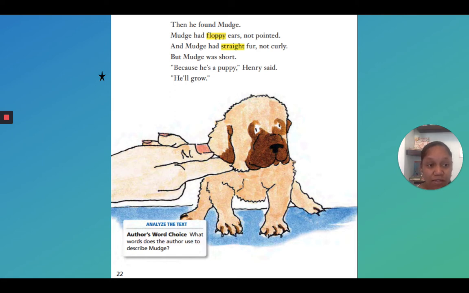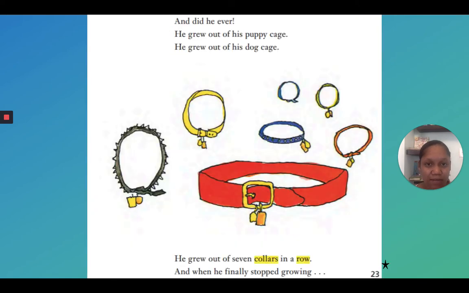Did you look back in the story? Yeah? Okay, because right here it gives us the answer, right? It says Mudge was short, but because he's a puppy, Henry knew that he was going to grow, right? So that's why he didn't mind. He thought it was okay. Okay, good job. Let's continue reading.